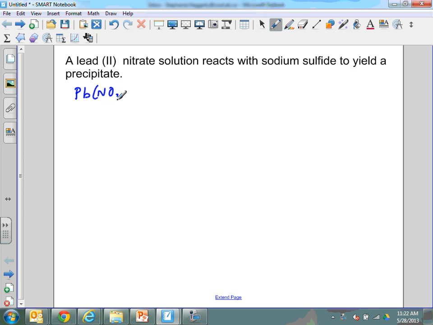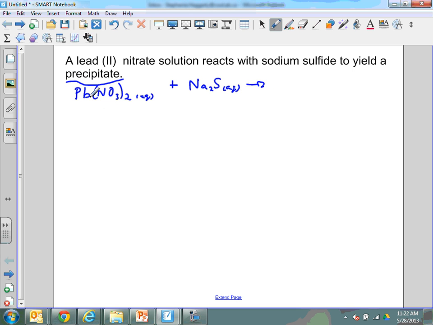Pb(NO3)2, and it's a double replacement reaction, so this is aqueous. I'm adding it to sodium sulfide, which is Na2S. I know that we're getting a precipitate, so one of my products for sure will be a solid.